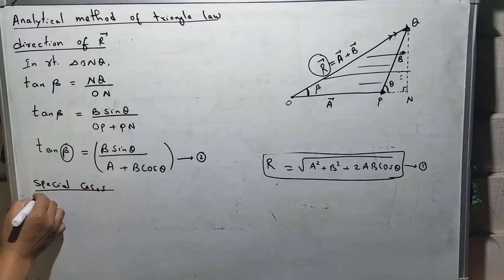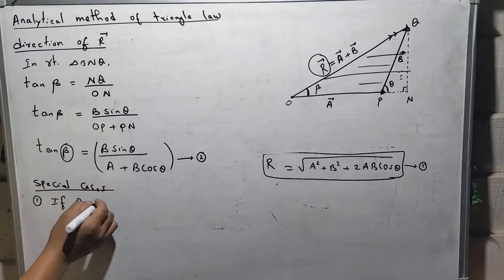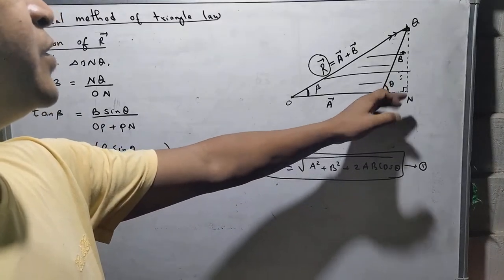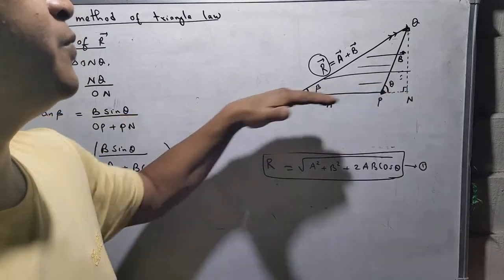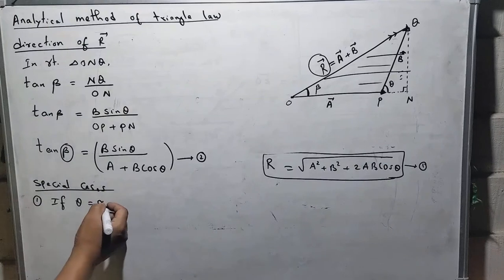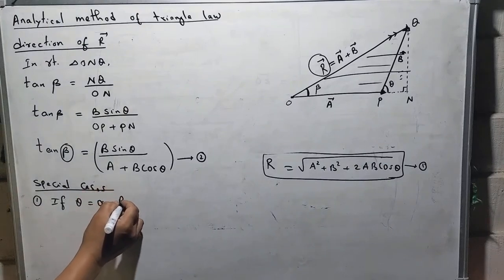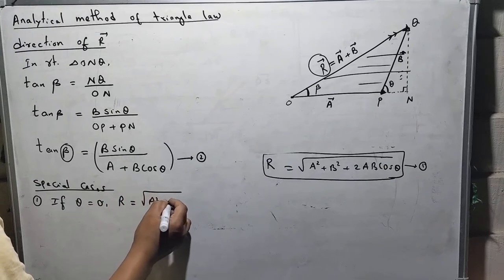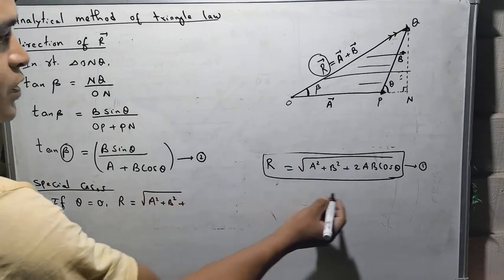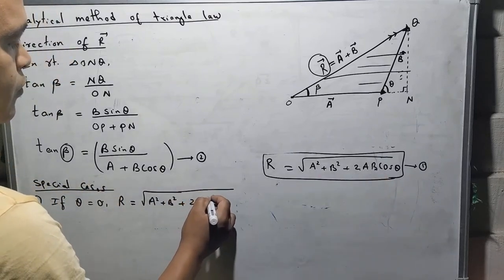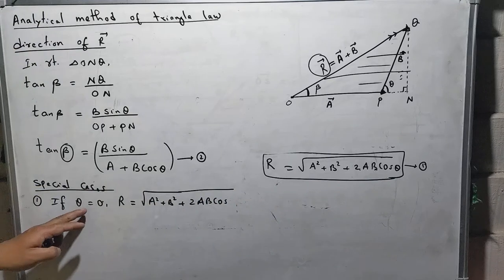Number 1. If theta equals 0 degree, theta is this angle. So when theta is 0, it means the vector B is parallel to vector A. So when theta is 0, how much is the resultant vector? R is equal to root A square plus B square plus 2AB cos, instead of theta, I will write 0 degree.